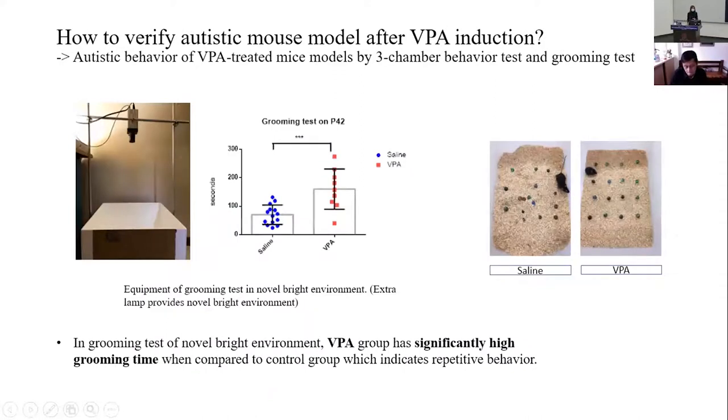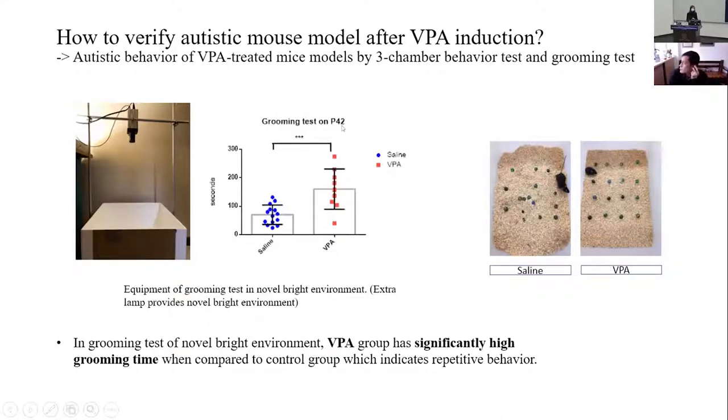So next is about the repetitive behavior. As I mentioned, not only in social interaction, an autistic patient or a mouse model should also show repetitive behavior to confirm it as an autistic mouse model. So here is a grooming test, in which I put the mice in a novel bright environment and calculate the grooming time within 20 minutes.